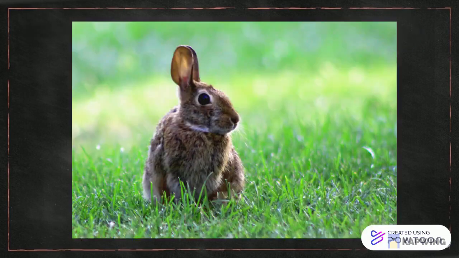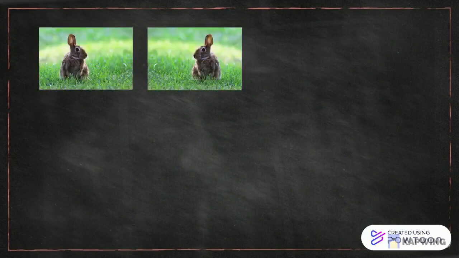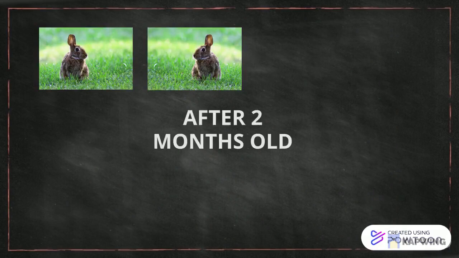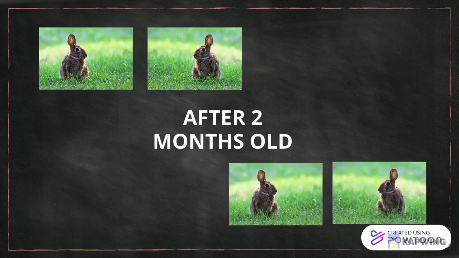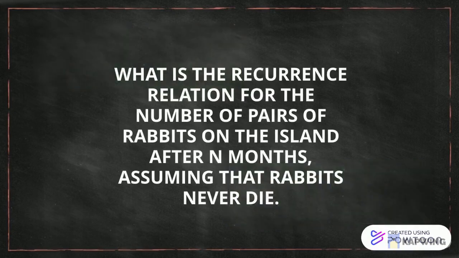Then, we use rabbits as an example for the Fibonacci number. A young pair of rabbits, one of each gender, is placed on an island. A pair of rabbits do not breed until they are 2 months old. After they are 2 months old, each pair of rabbits produces another pair each month. Find a recurrence relation for the number of pairs of rabbits on the island after n months, assuming that rabbits never die. Here is the solution.